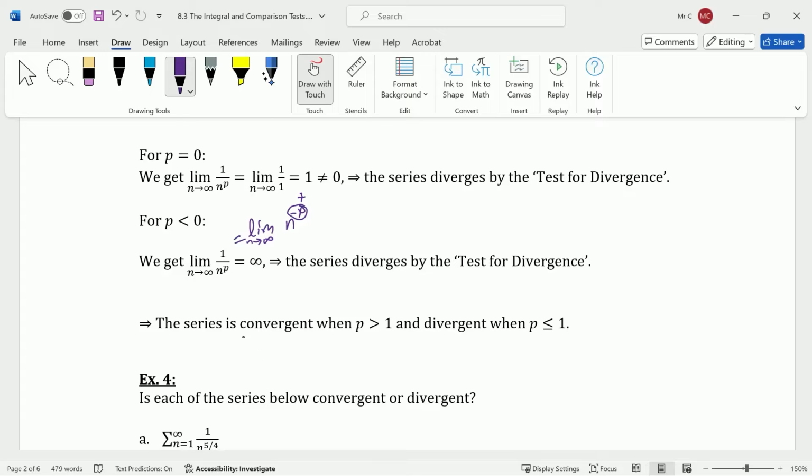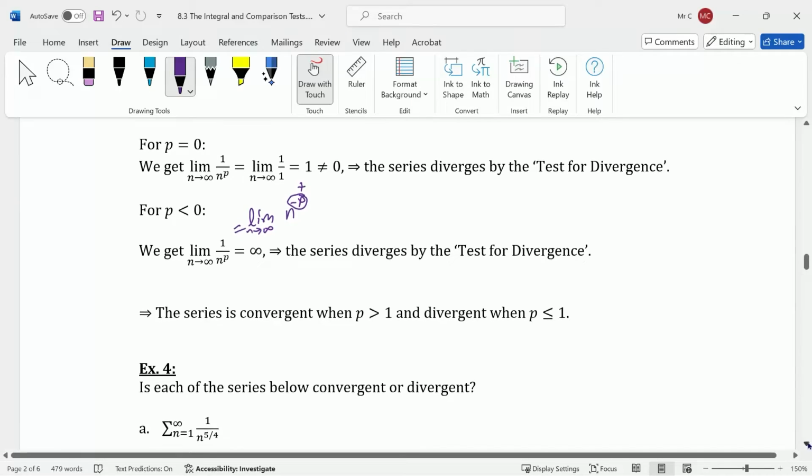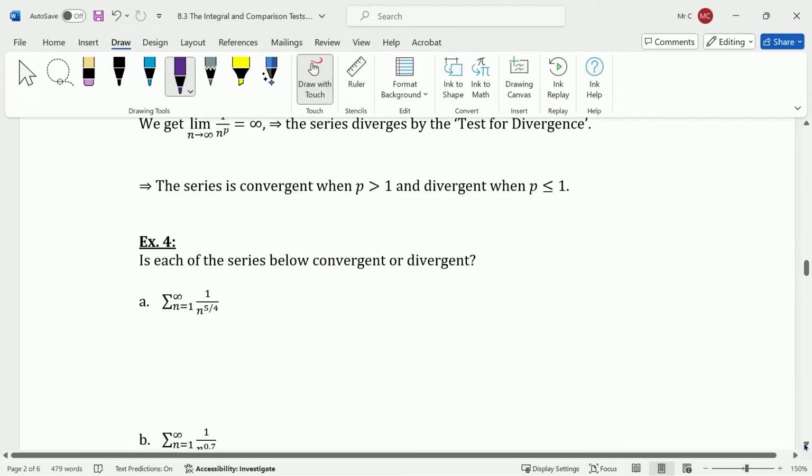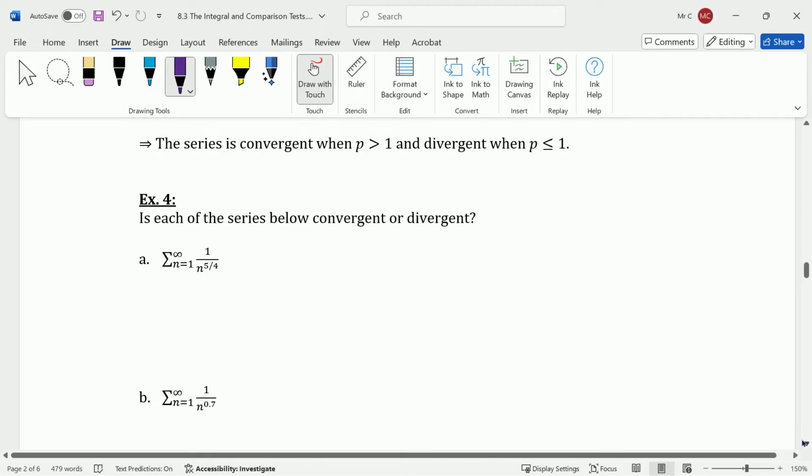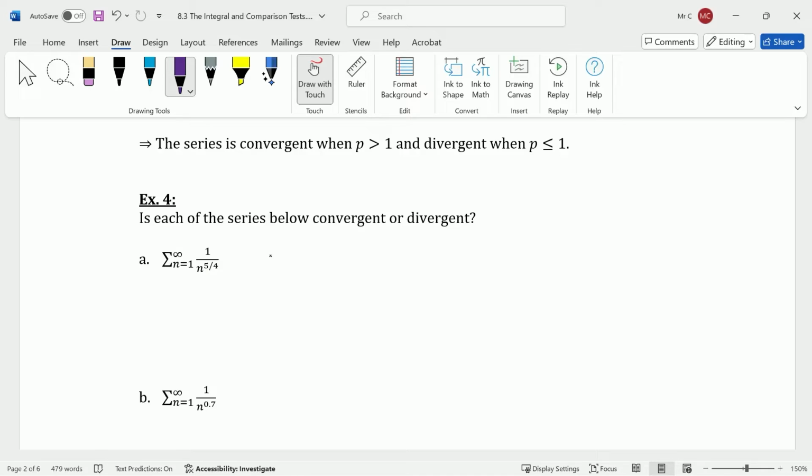So this implies that the series is convergent whenever p is greater than 1 and divergent whenever p is less than or equal to 1. So let's go ahead and apply this theorem real quick. Here we've got the series from n equals 1 to infinity of 1 over n to the 5/4. And we could say this converges since it is a p-series with p equal to 5/4, which is greater than 1, by the p-series test.